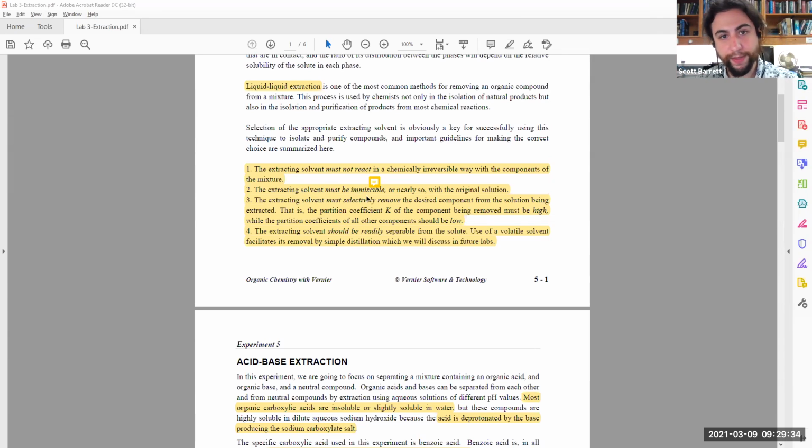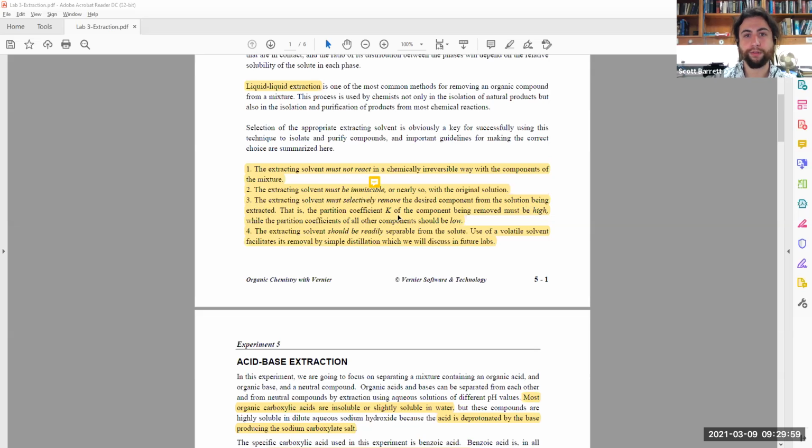Secondly, the extracting solvent must be immiscible or nearly so with the original solution, meaning that it would separate into two phases, whether that be aqueous or organic. The two phases are immiscible, and that is a critical portion in order to separate one compound from another within two given solutions. Thirdly, the extracting solvent must selectively remove the desired component from the solution being extracted.